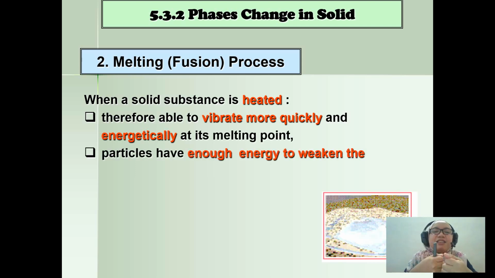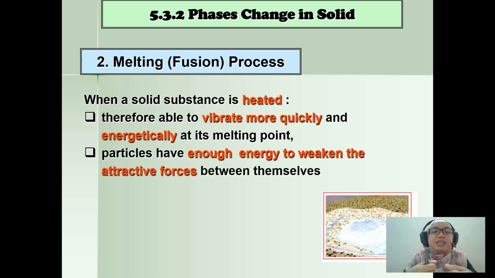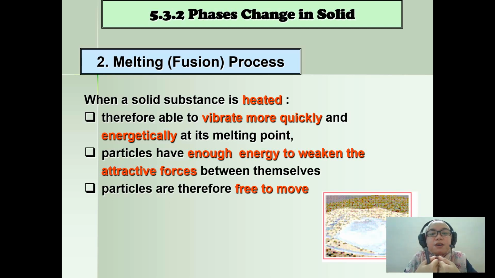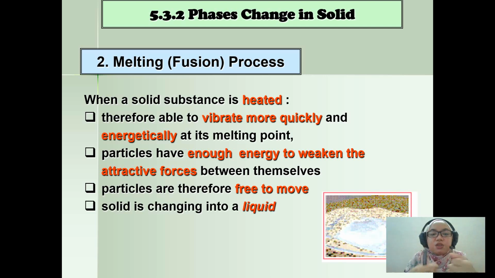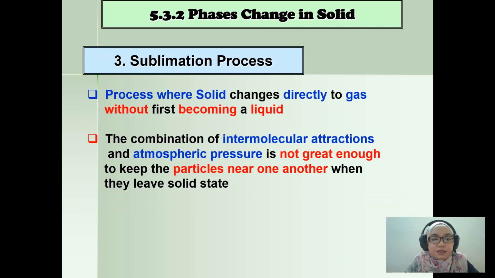Okay, and soon enough, the particles will have enough energy to weaken the attractive forces between themselves. So therefore, the particles will be able to move freely. So then the solid will be changed into a liquid. So that is how the melting process is happening. Okay, from solid to liquid. Okay, alright. Next, we are going to the sublimation process.